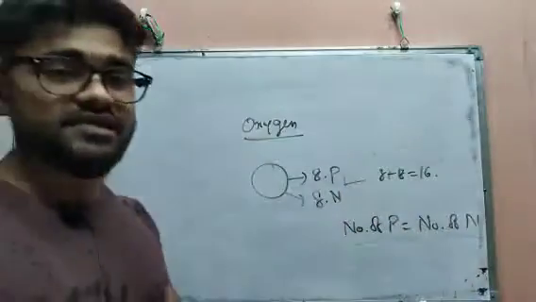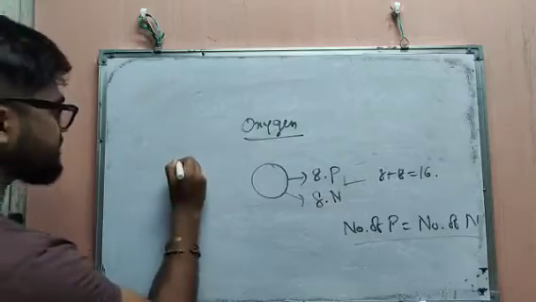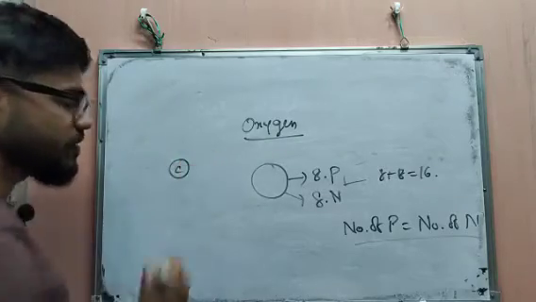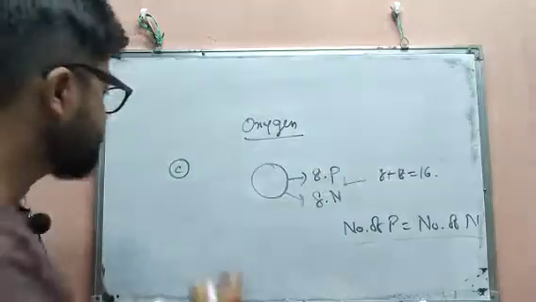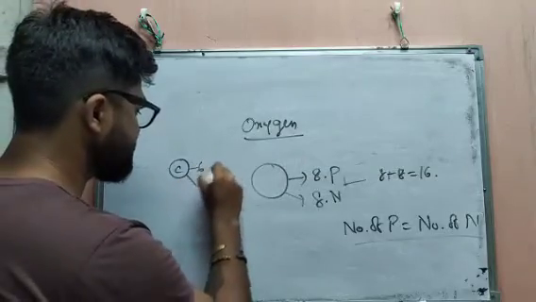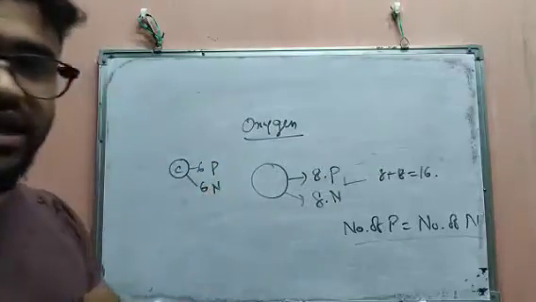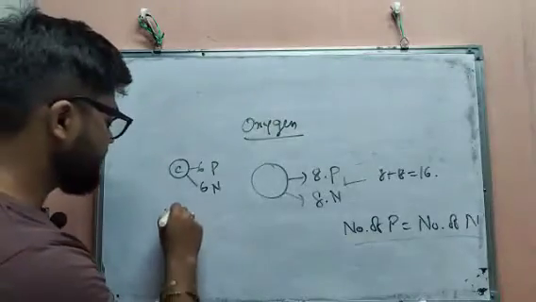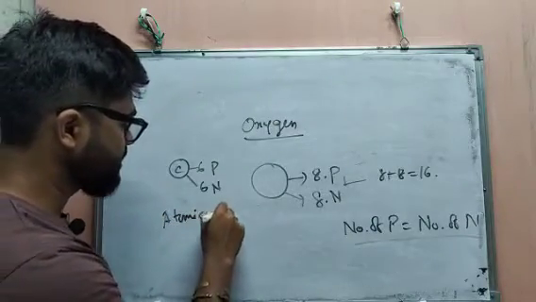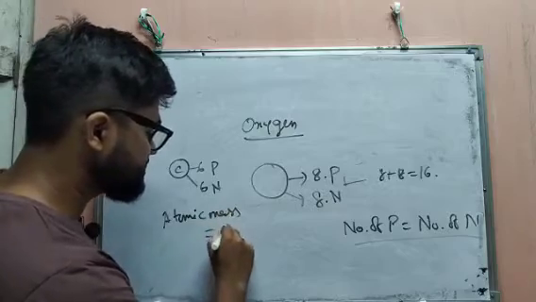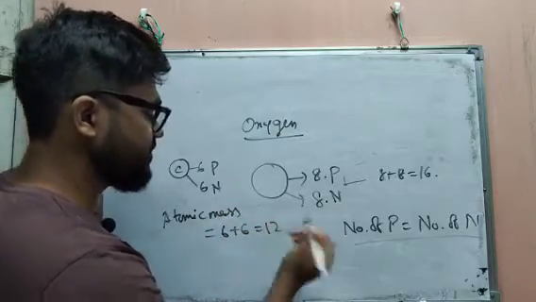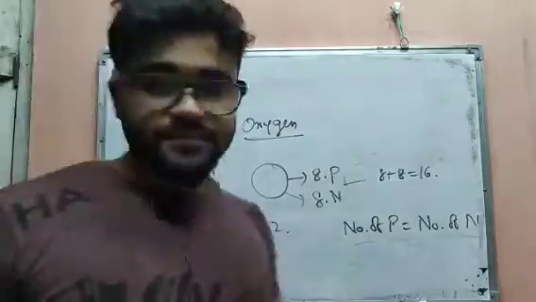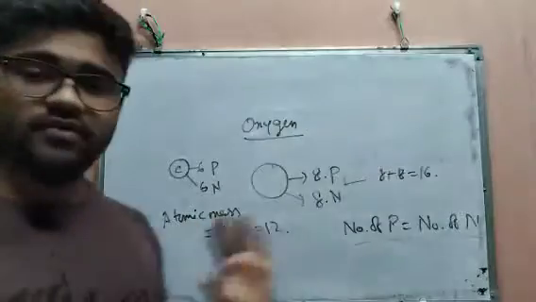But there are some cases. Consider carbon. Generally we know that carbon has 6 protons and 6 neutrons. When carbon has 6 protons and 6 neutrons, the atomic mass will be 6 plus 6 equals 12.